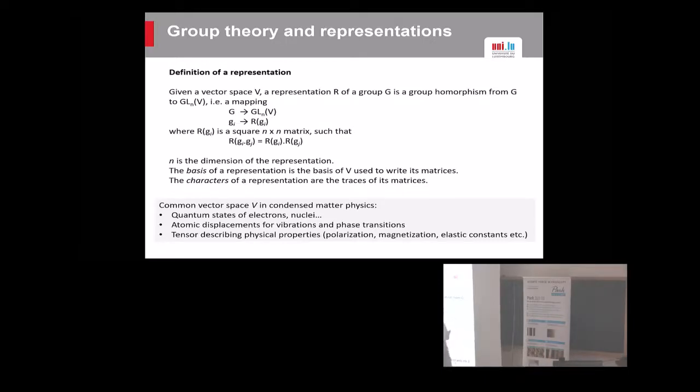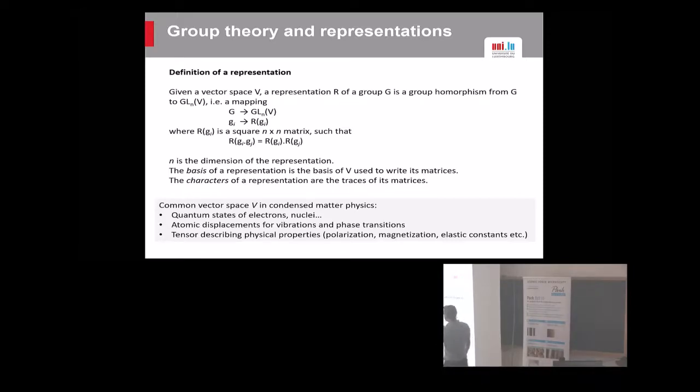Because you need a vector space and you're writing matrices, you need a basis to do so. So the basis of the representation is the basis that you're using to write the matrices. And finally, very important, the characters of the representations are the traces of the matrices. So sorry, that's a bunch of definitions, but we'll see many examples.